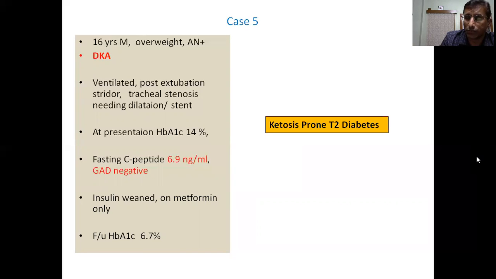So he is a subgroup of type 2 called ketosis-prone type 2 diabetes, which is more commonly seen in the African population and usually in the adult population around the 3rd to 6th decade. It is otherwise called Flatbush diabetes. And with respect to children and adolescents, the literature shows around 17 to 27% of type 2 diabetes in this age group can present as ketosis-prone diabetes.